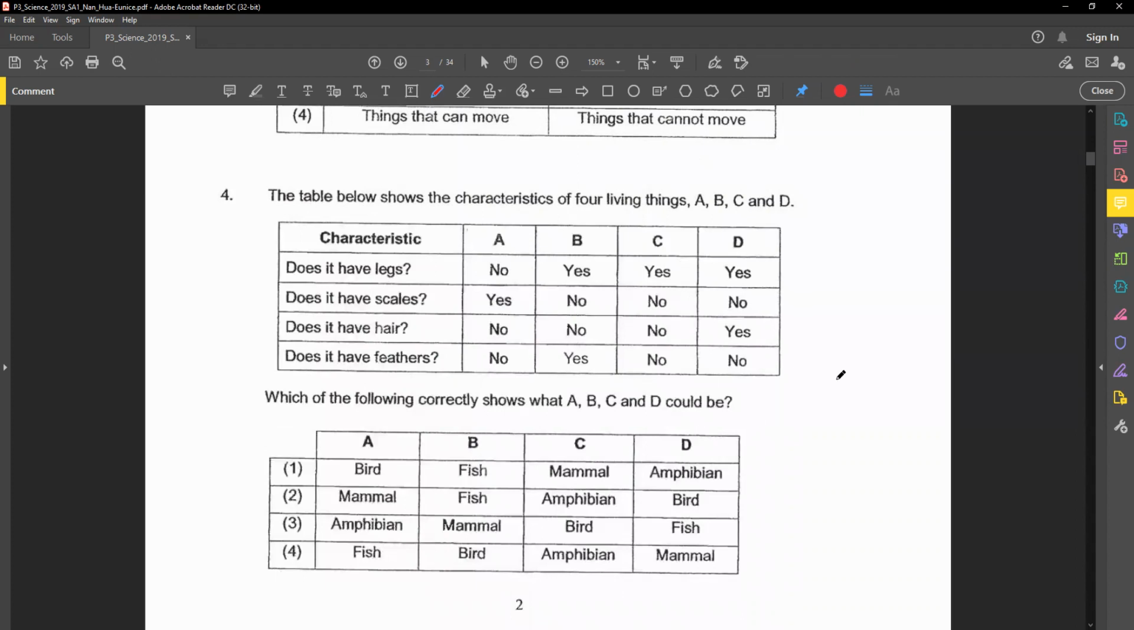Now question 4, it tests your knowledge on animal characteristics. Looking at A, we know that it has no legs, but it has scales. We know that only fishes and reptiles have scales for its outer covering. So using the elimination method, option 1, 2, and 3 are wrong, and the answer should be 4.